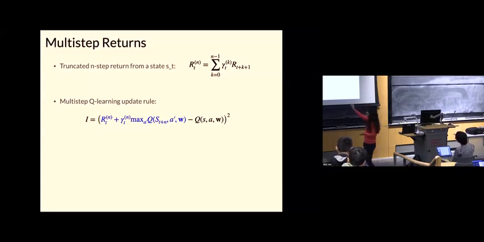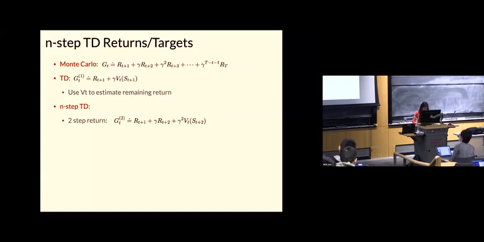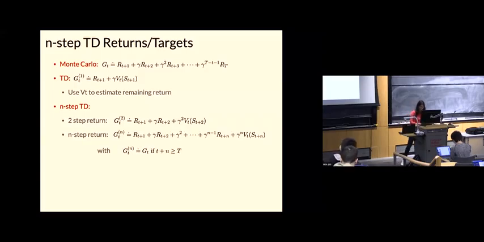Well, guess what? Instead of just using the immediate reward of the first time step, you can actually use the rewards of multiple N time steps. And it looks like this. This is a 2 time step, and this is the general N step, which means what? I pick N, let's say N equals 5, and then I form my targets as follows.